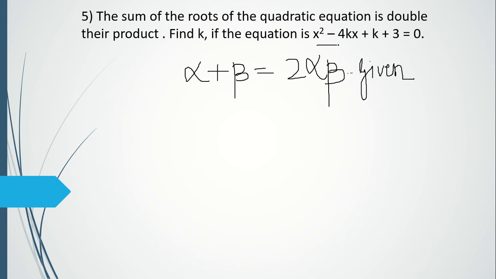Now this is the quadratic equation. Now looking at that quadratic equation, this is the first term, second term, and this is the third term. Okay, so here we will get a is equal to 1, b is equal to minus 4k, and c is equal to k plus 3. The constant part is k plus 3.